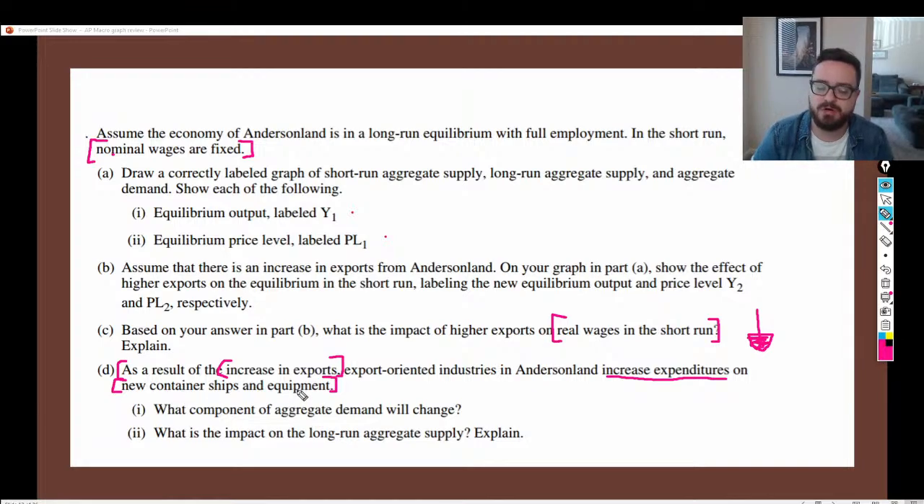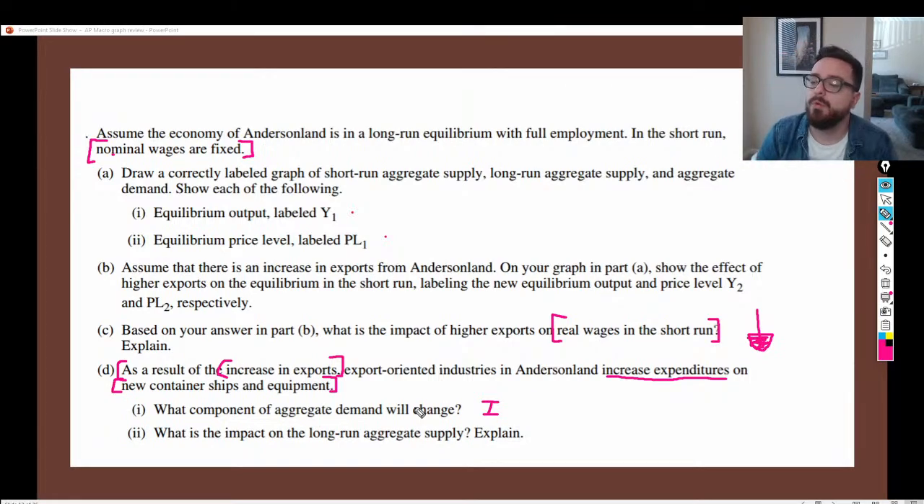Businesses spending more on things that help them produce stuff is investment spending. Which component of aggregate demand is it? It's investment. Your components of AD are C, I, G, X, N. It's not net exports. Initially in this problem, yes, this is net exports. But in D it's telling you, wait a minute, read. They increase expenditures on new container ships and equipment. So that'll increase aggregate demand. But specifically, it'll increase the investment spending part of it.